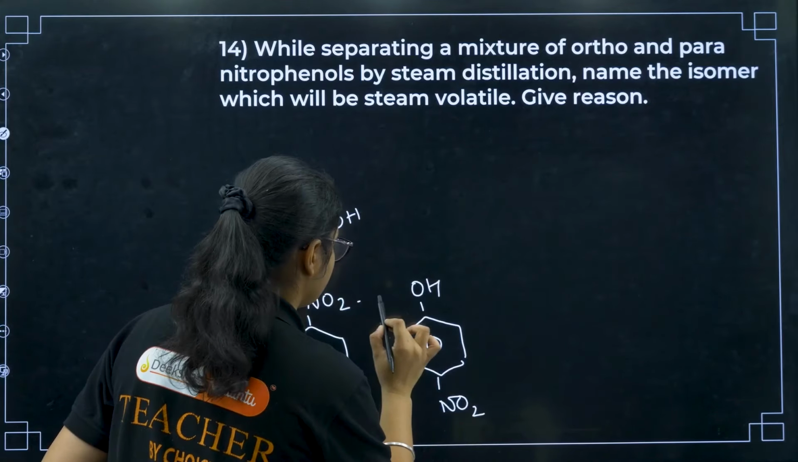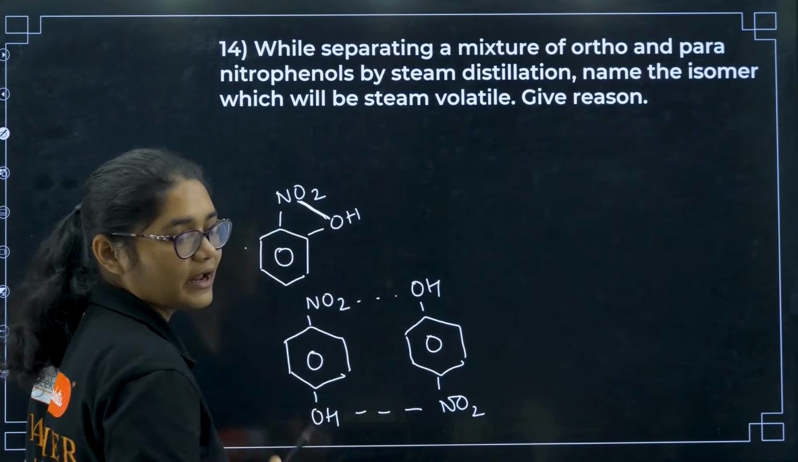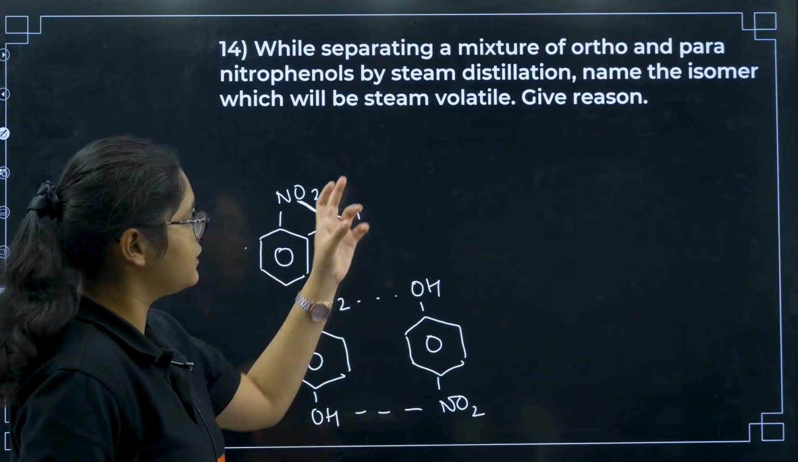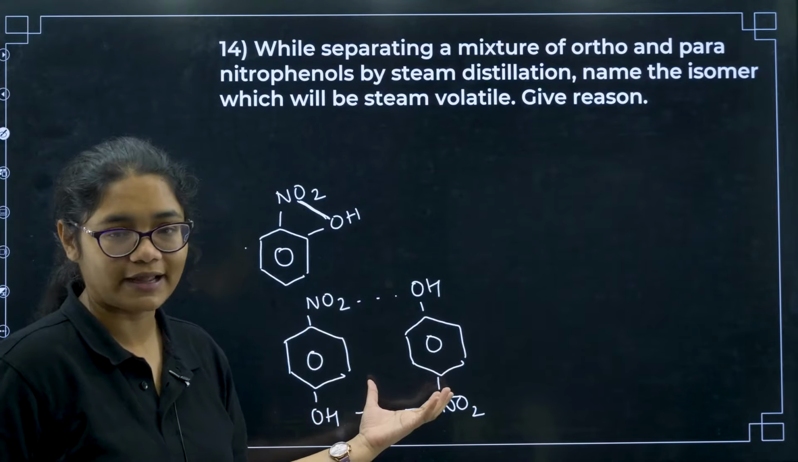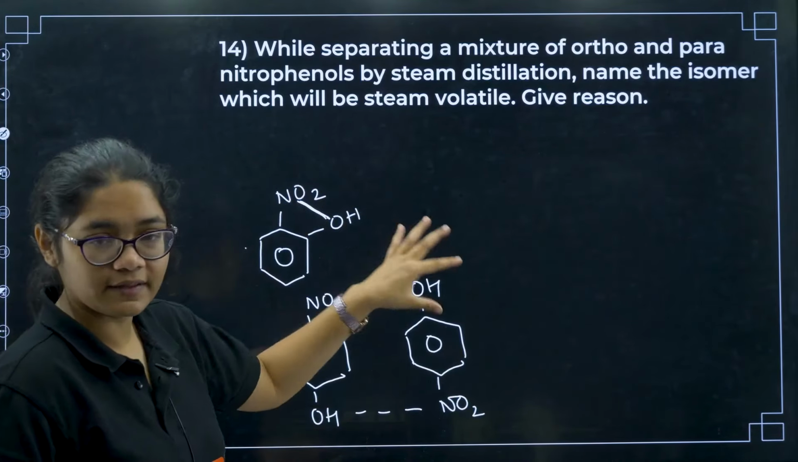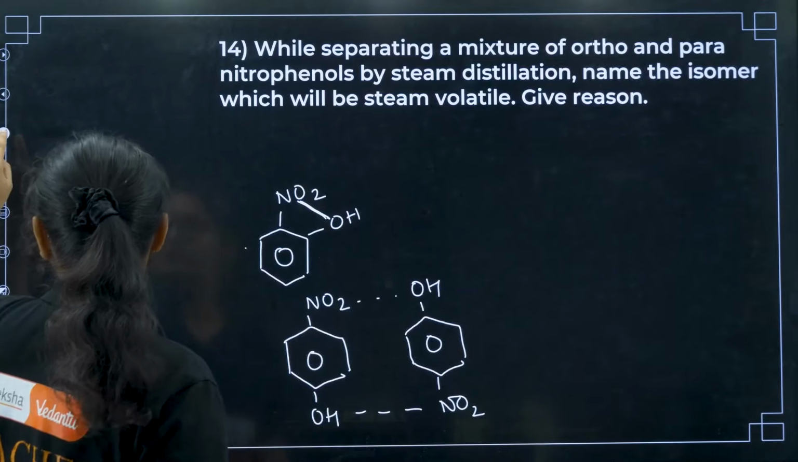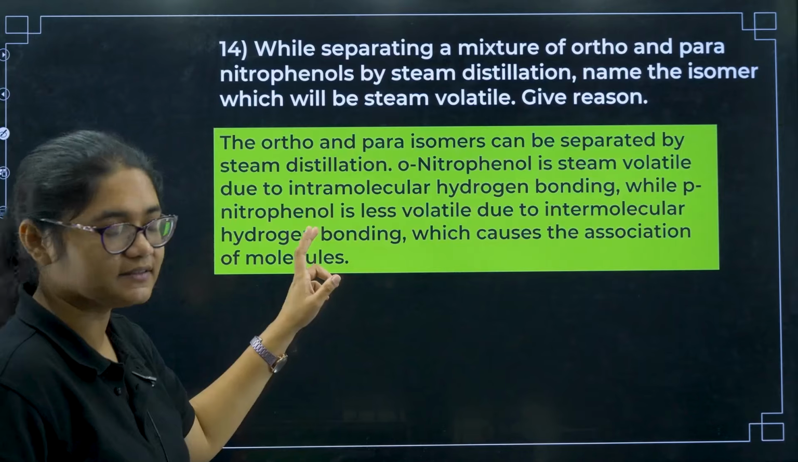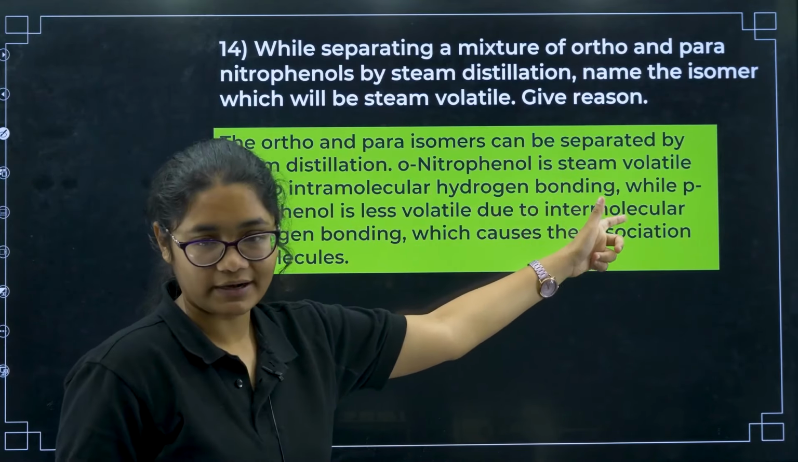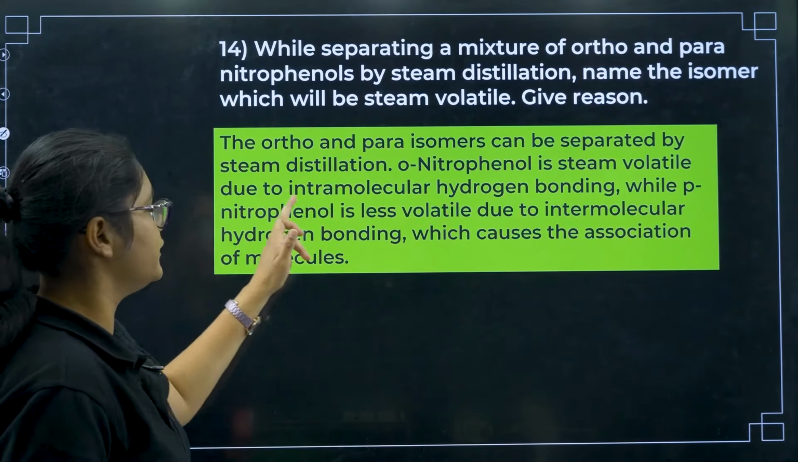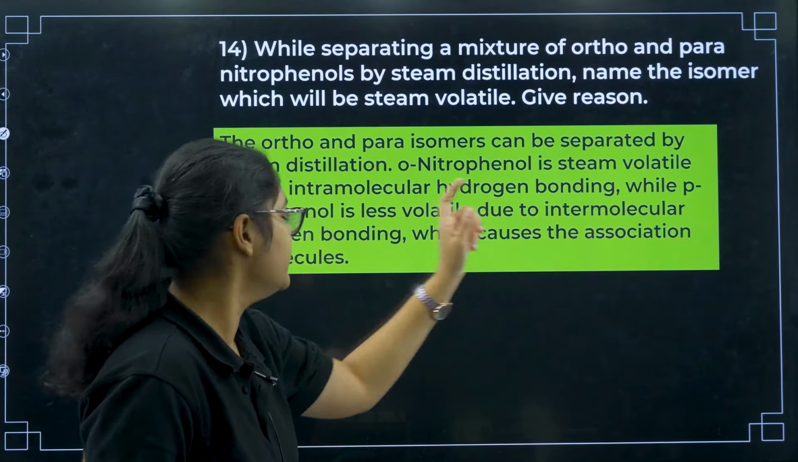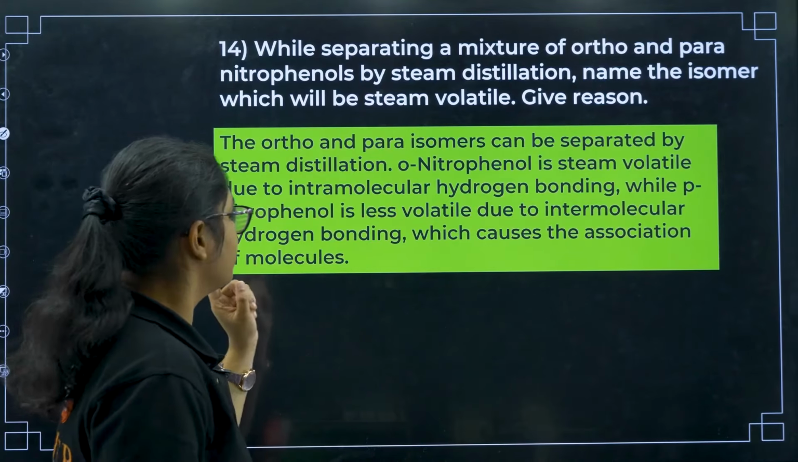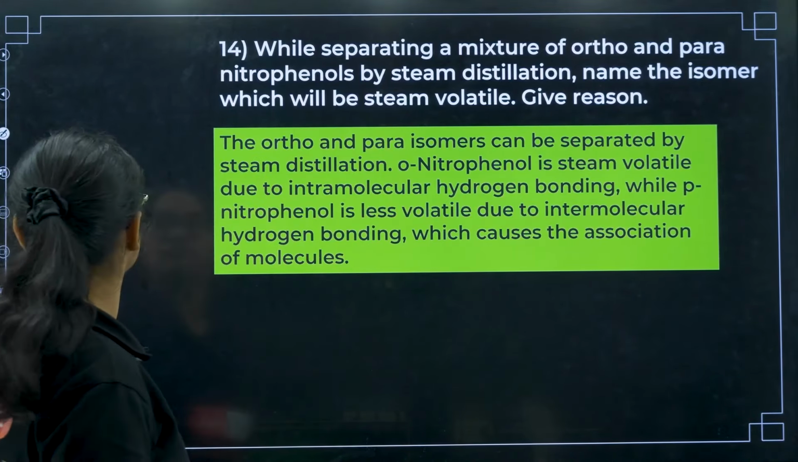In case of paranitrophenol, this is intermolecular hydrogen bonding. So this intermolecular hydrogen bonding is very strong. So what will happen? It will take more time to evaporate. It will not be volatile. Whereas this one, because it is not bonded to other molecules, it can easily evaporate. So you can see here the ortho and para isomers can be separated by steam distillation. Orthonitrophenol is steam volatile, or I can say easily it can vaporize due to intramolecular hydrogen bonding, while the paranitrophenol is less volatile due to intermolecular hydrogen bonding, which causes the association of molecules.